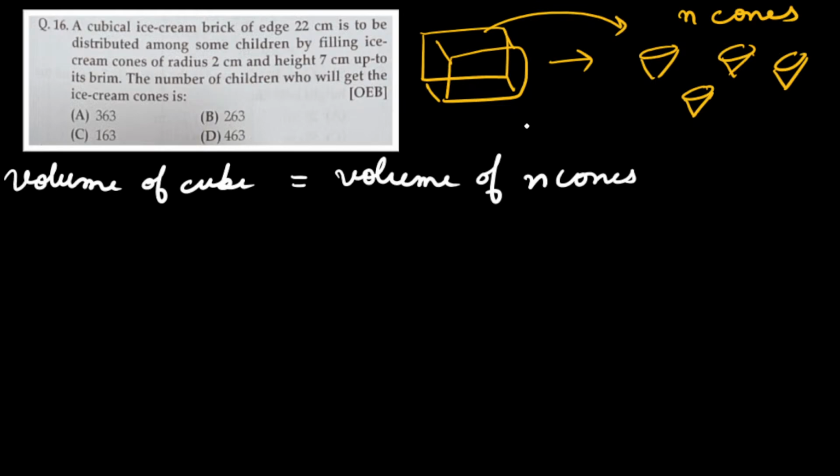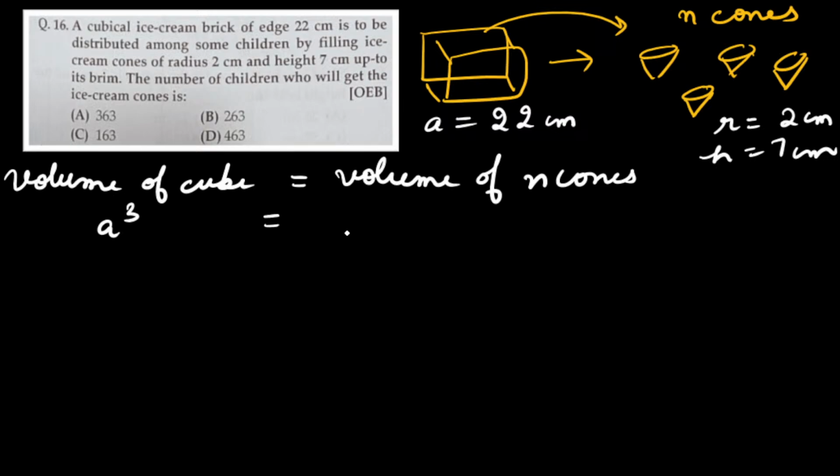So what is the edge length here? A, the edge of the cube, is 22 centimeter. Here, radius of cone is 2 centimeter. Height of cone is 7 centimeter. Volume of n cones is n into volume of one cone. Volume of one cone is 1 by 3 pi r square h. So A's value is 22.